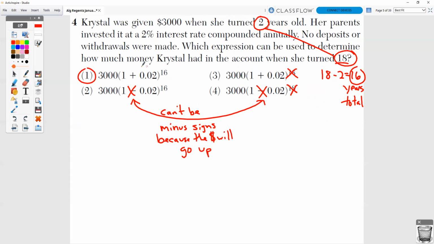And then here's the tricky part. Which expression would show how much money she had in the account when she turned 18? It's very tempting to choose this answer that has an 18 here as the exponent, because you're talking about when she turned 18. But the tricky part of this question is that she only left the money in there for 16 years, not 18 years, because she didn't put the money in when she was born. She put it in when she was 2. So there's only 16 years total, which makes it choice 1.